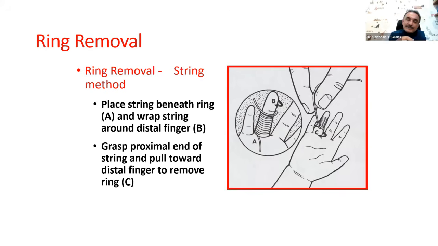There is a simple procedure where we use a string. You just need to put the string under that ring and have it come across the ring. Then you can slowly pull the proximal end of the string forward and unwind it distally to take the ring out. You see here, this is the one which has come below the ring. You just have to pull it slowly, and as you pull it slowly, the ring will come off. This is a very, very easy procedure.